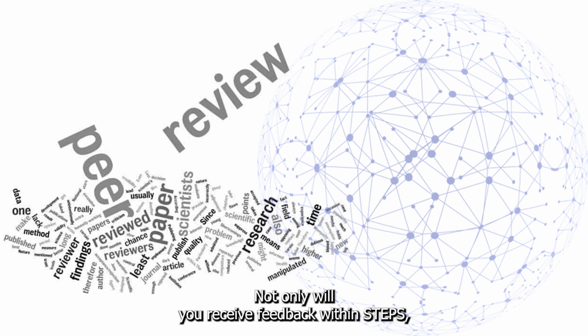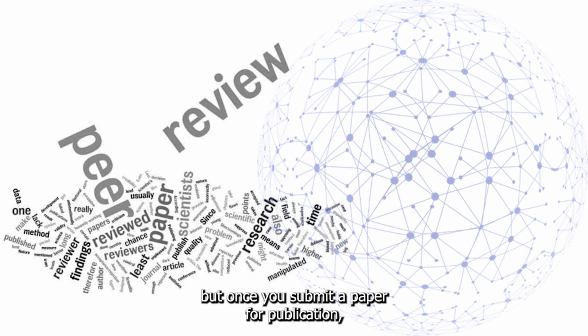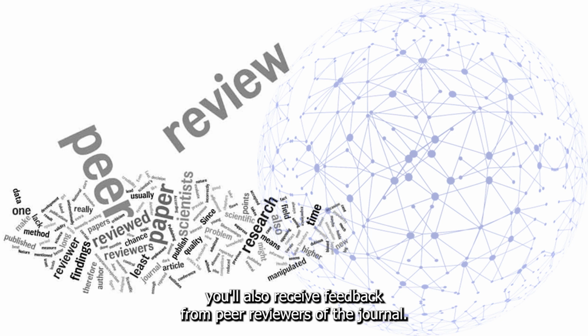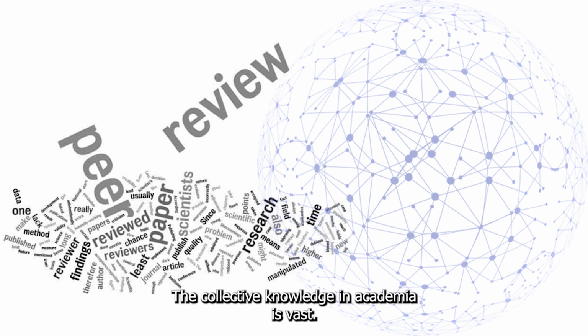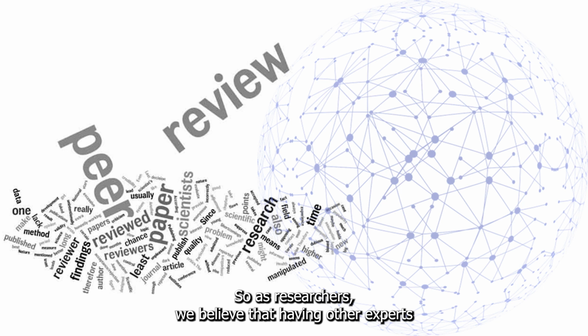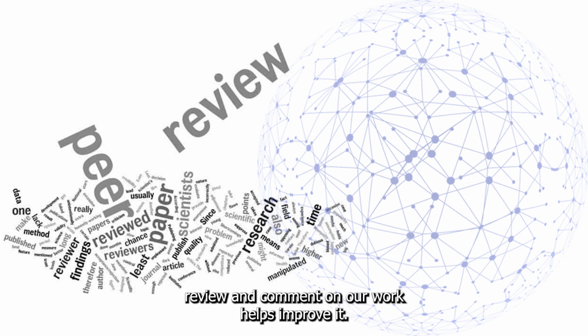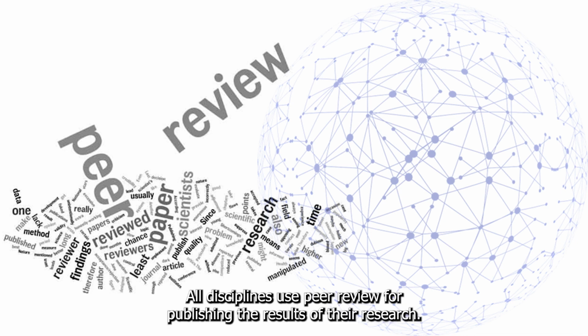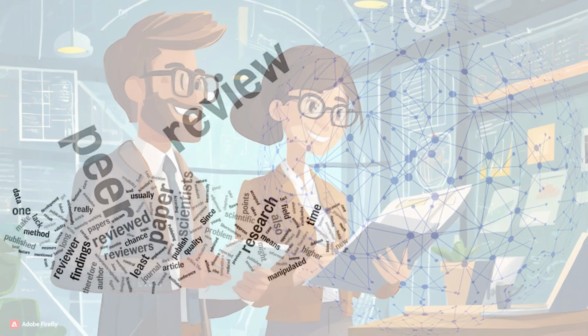Not only will you receive feedback within steps, but once you submit a paper for publication, you'll also receive feedback from peer reviewers of the journal. The collective knowledge in academia is vast. So as researchers, we believe that having other experts review and comment on our work helps improve it. All disciplines use peer review for publishing the results of their research.